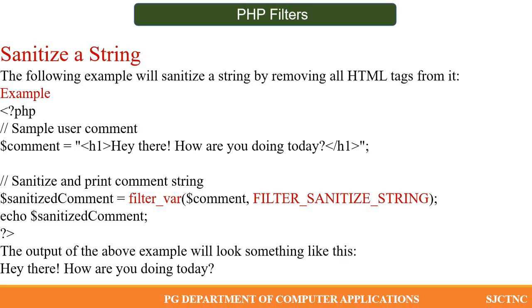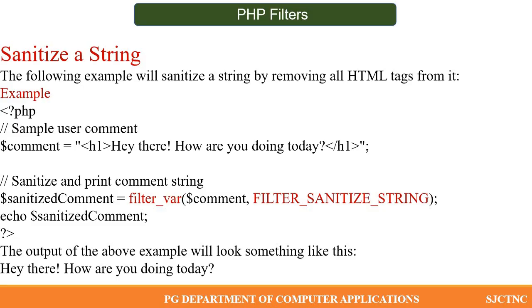The message contains HTML tags, that is the H1 heading tag. So we are going to remove that heading tag from it. Hey there, how are you doing today is the message that should be displayed here. Then we can see sanitize and print comment string. There we are again declaring a variable, sanitized comment. Then we are using the function name filter_var. Then the first argument, that is comment, is given.